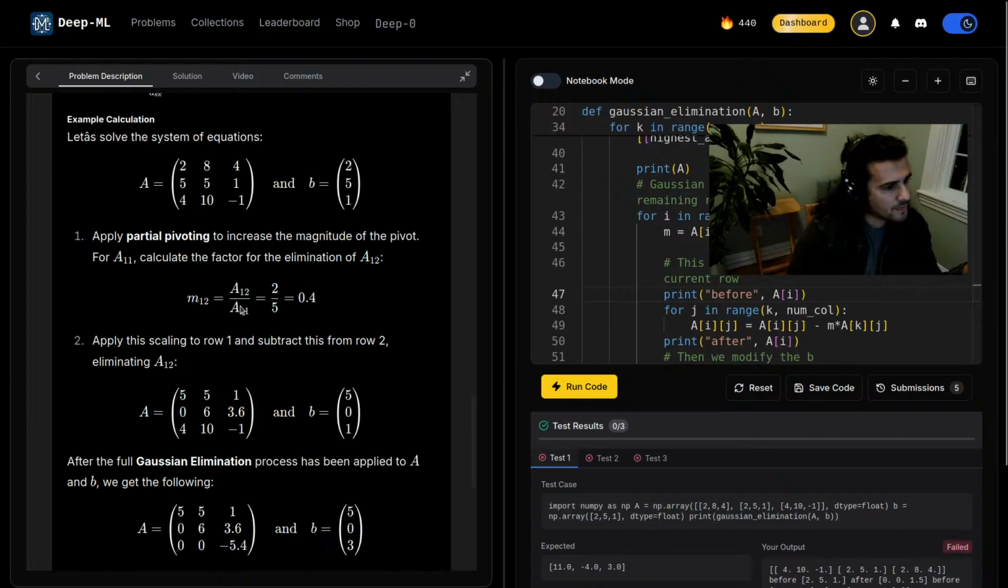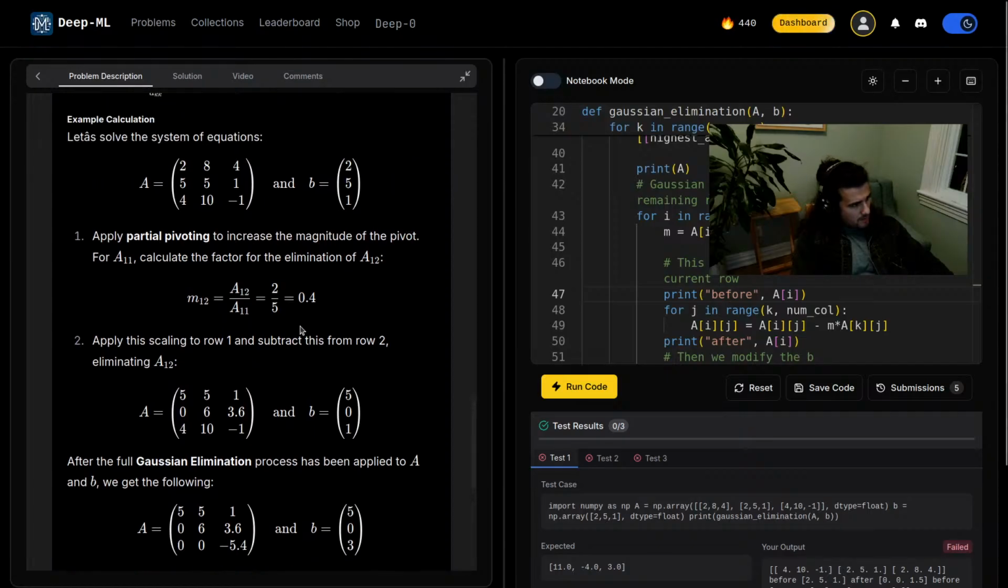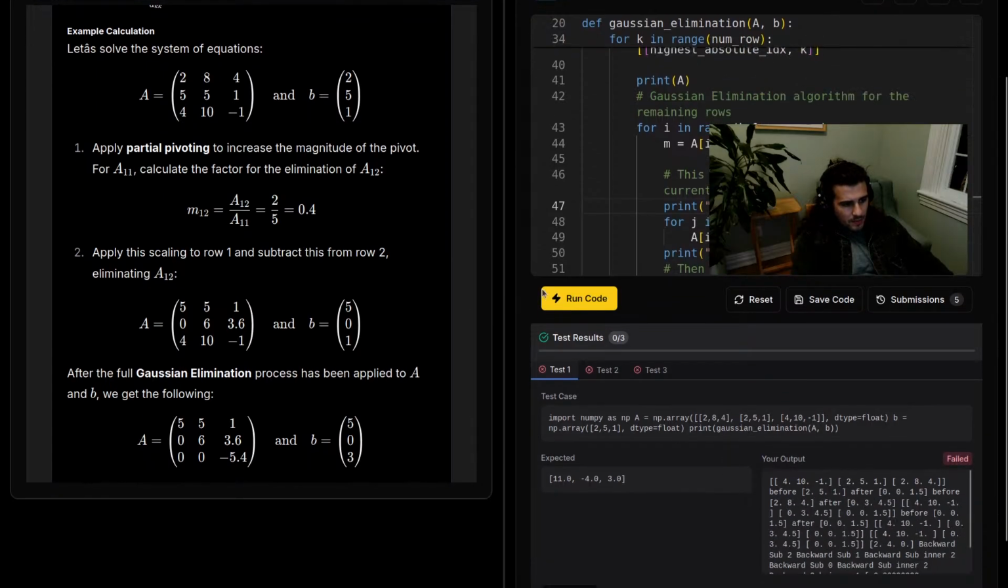And then they're saying they're doing 1, 2, which is a 2 here, divided by 5, 0.4. Apply the scaling to row 1 and subtract this from row 2. Right. But you see this 2, 8, 4 is one that gives me a 0 here too. Get a 0 on the B's.